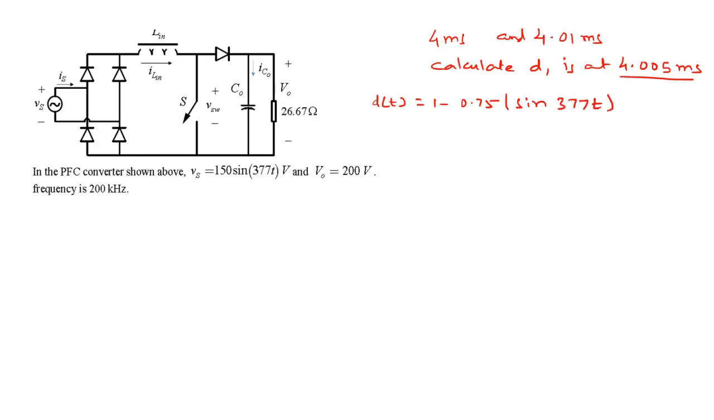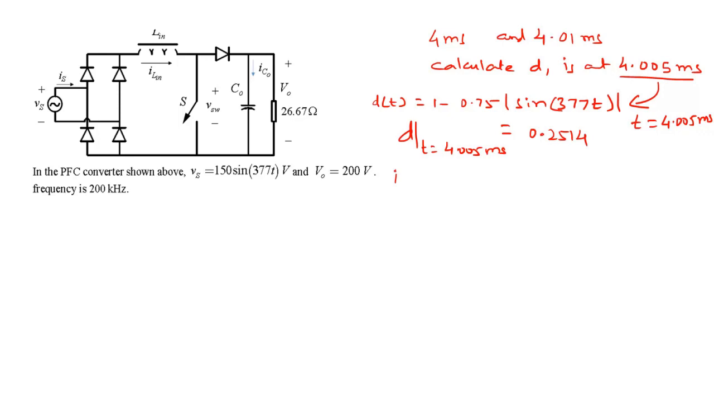So in this, substitute t equals 4.005 millisecond and then get the value of d. So d at t equals 4.005 millisecond comes out to be 0.2514. Okay. So that's one piece of information we need to draw any waveform, the operating duty ratio.